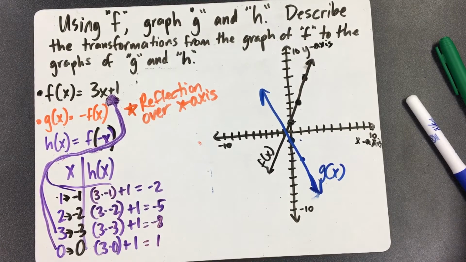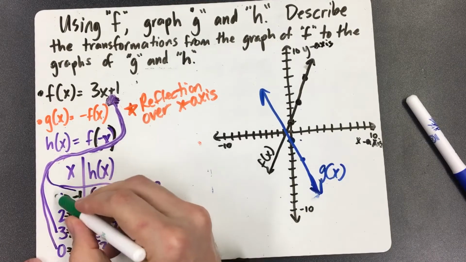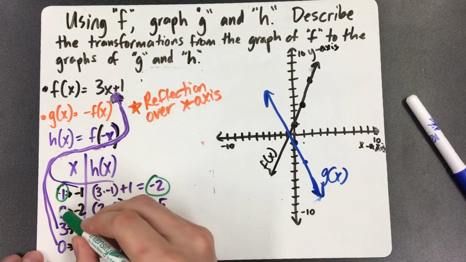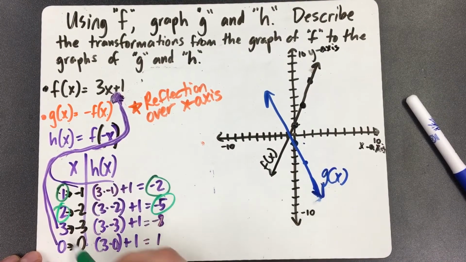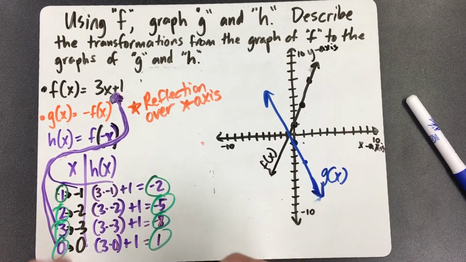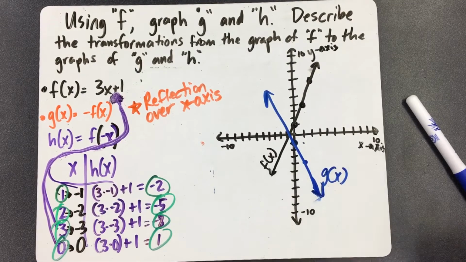And so the points that I'm going to graph, I'm going to graph 1 with -2. I'm going to graph 2 with -5. I'm going to graph 3 with -8. I'm going to graph 0 with 1. I'm going to graph those 4 points. Let me put it in purple so it kind of matches what color I wrote this one in.